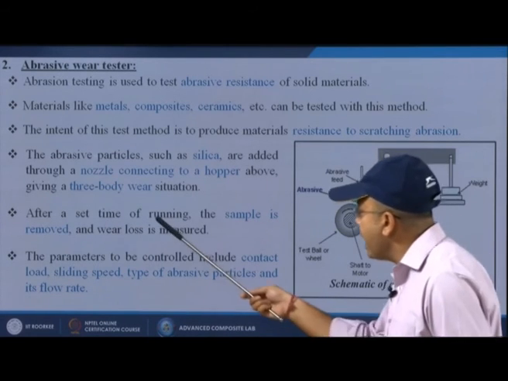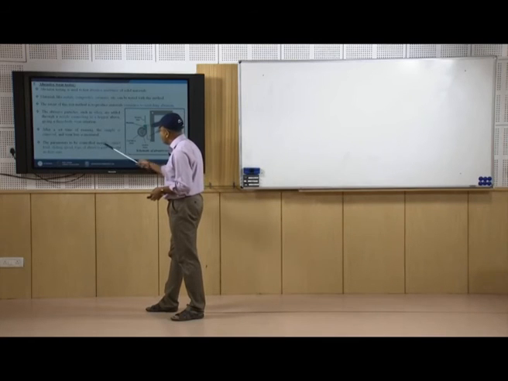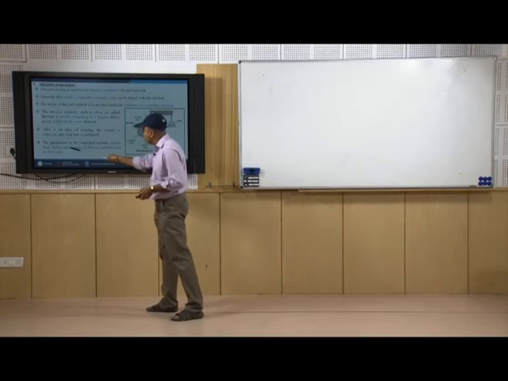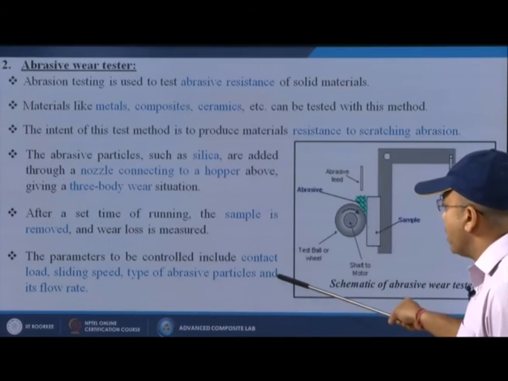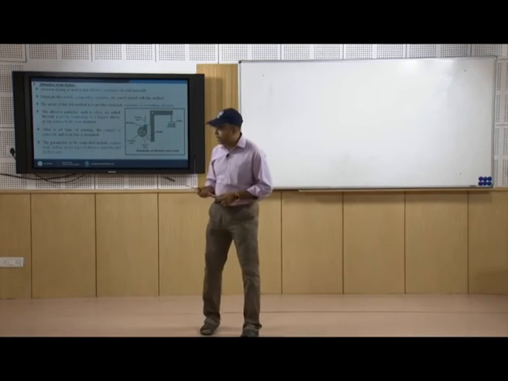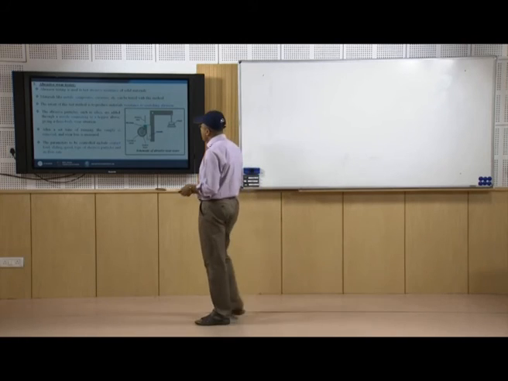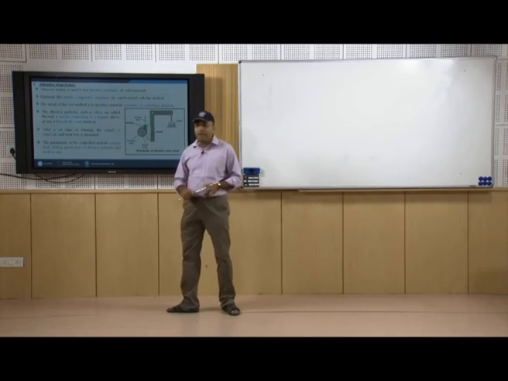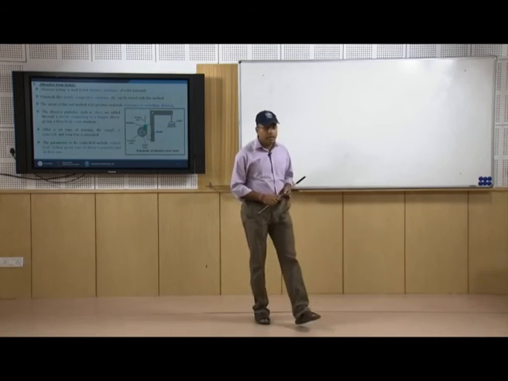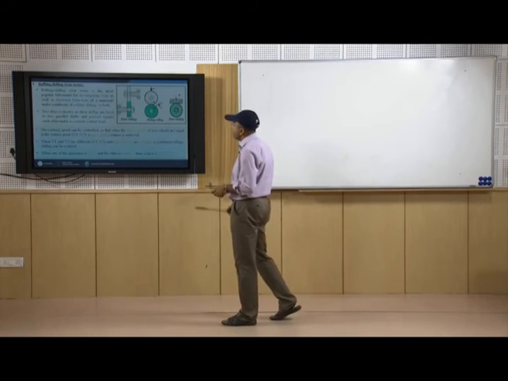After a set time of running, the sample is removed and wear loss is measured. The parameters to be controlled include contact load, sliding speed, types of abrasive particles and their flow rate. So, with our abrasive test specimens and the abrasive wear tester, these are the input parameters by which we can measure whether our material is abrasive particle resistant or not.